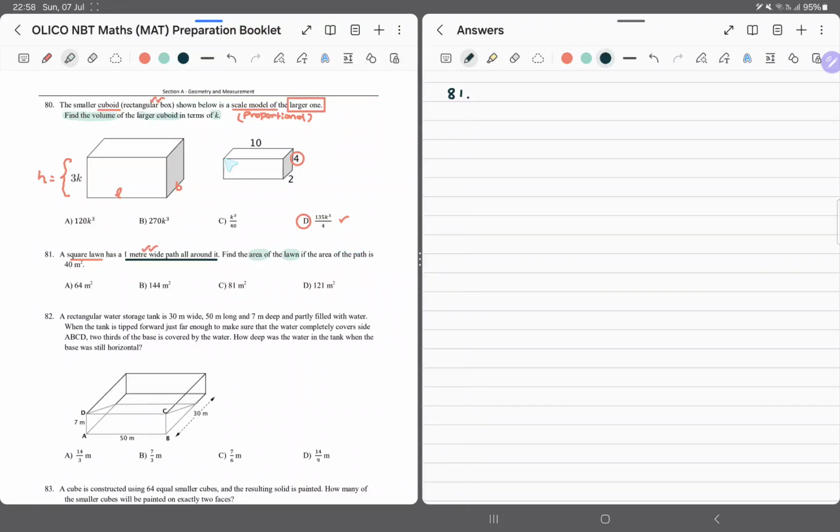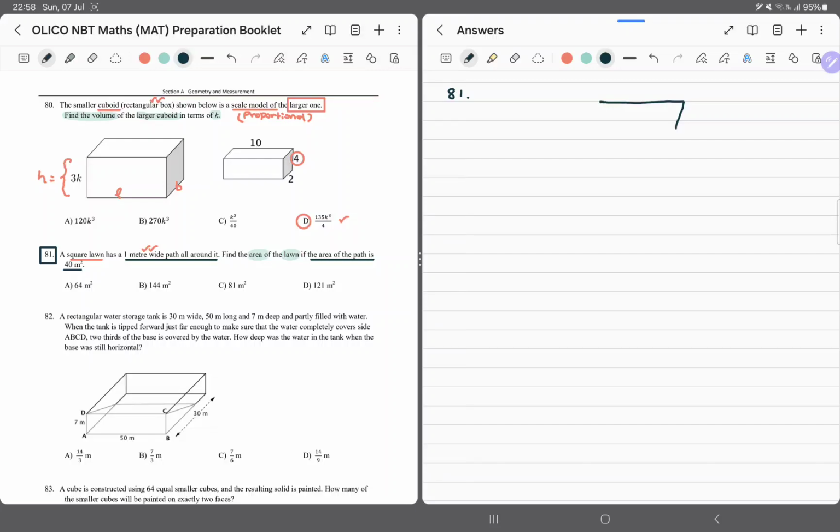Okay, if the area of the path is 40 meters squared. Again, this is yet again a question that if it is given in words, one needs to be able to imagine what this looks like. So we need to do the sketch. So let's do the sketch here.